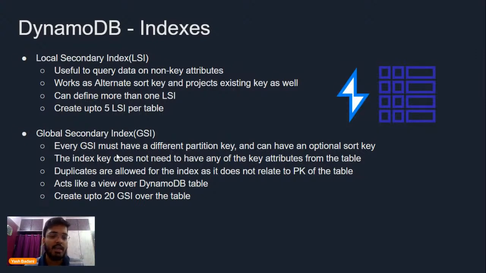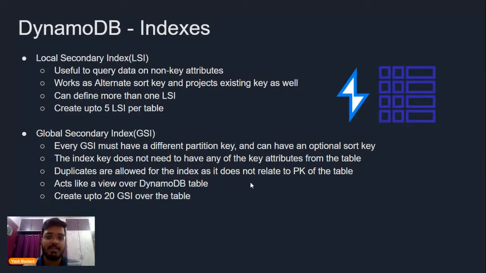So every GSI must have a different partition key and can also have an optional sort key, just like a normal DynamoDB table, right? The index key that we have here for the GSI need not have any of the key attributes that you already have within an existing table. Note that duplicates are allowed here because this is like a view and not like a DynamoDB table, right? A DynamoDB table does not allow duplicates using the primary key.